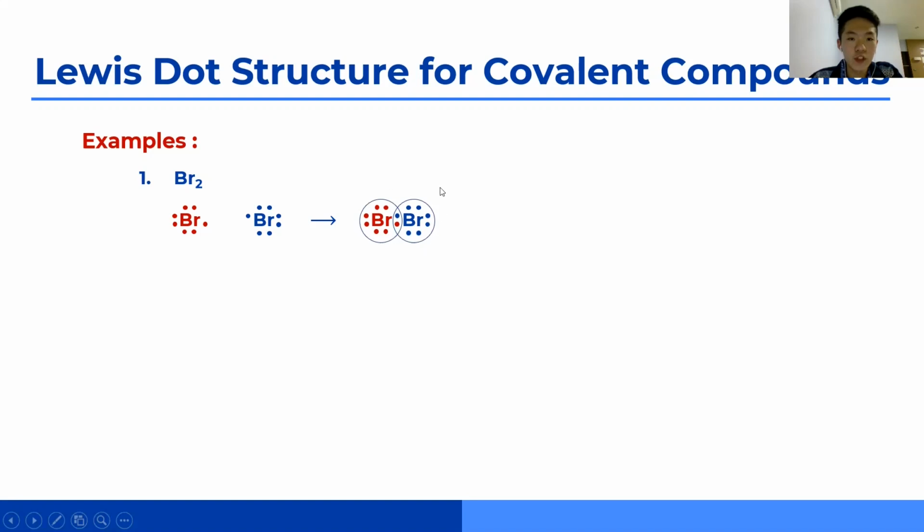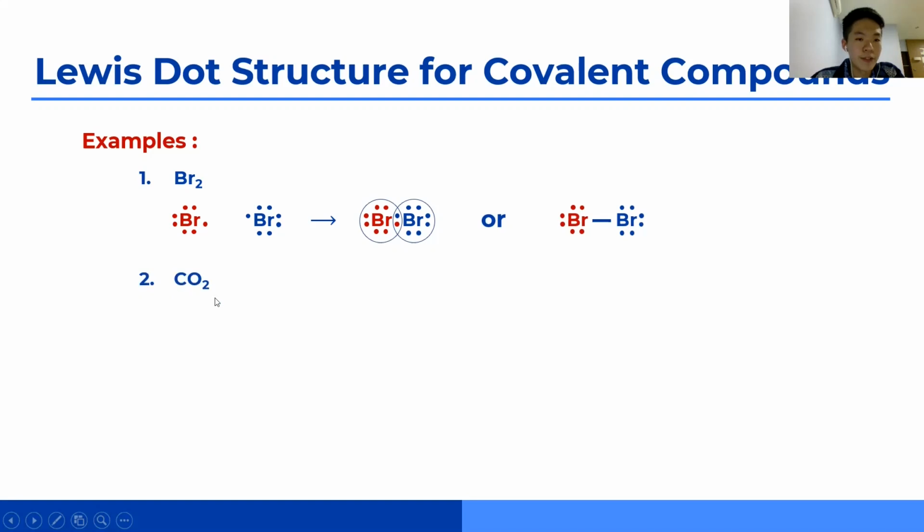You can simplify this structure by replacing the pair of electrons shared by a dash. So bromine, bromine, and the shared electrons replaced with a dash. Now this single dash is called a single bond.